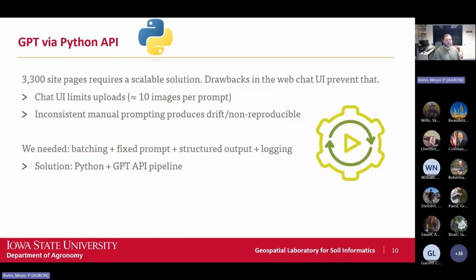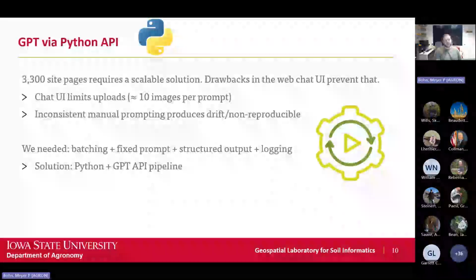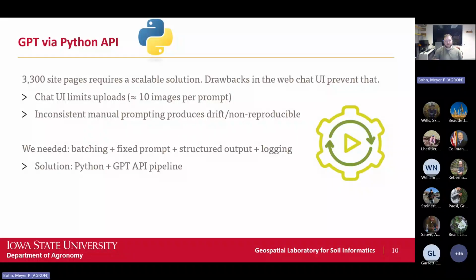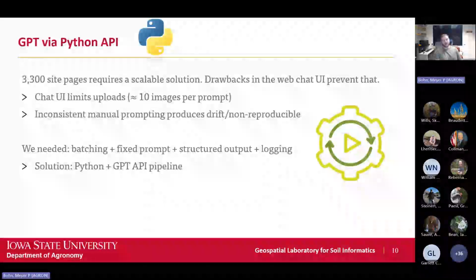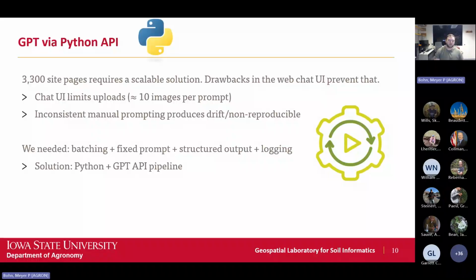With that user interface, not only do you have the prompt upload limit, but if your prompting is different from batch to batch, the AI can drift, it can hallucinate. Basically, you have a non-reproducible product. So you needed some kind of reproducible pipeline that could batch these 3,300 pages through, have the same prompt every single time, a strict, rigid structure and output, and then also just logging: time spent per page, cost per page, things of that nature.